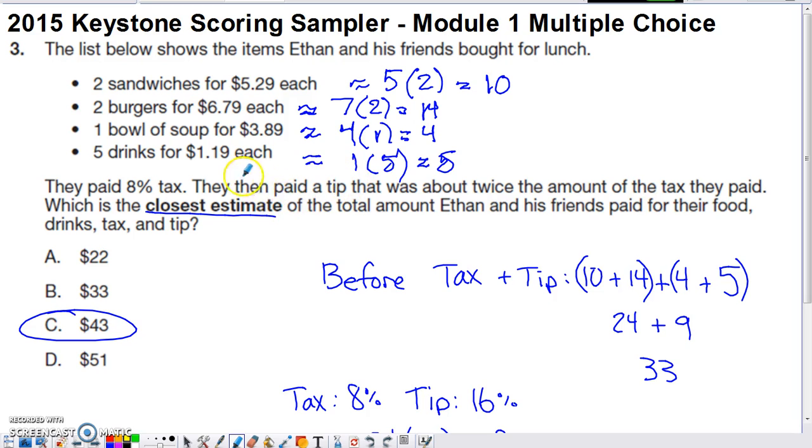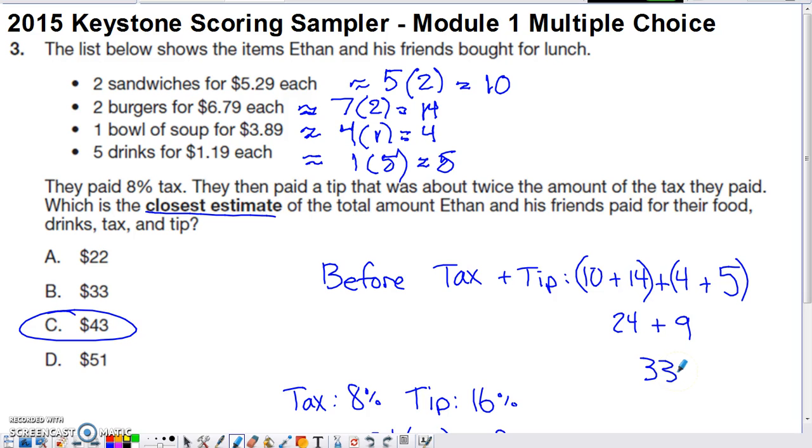actually was. Now, it does say estimate, so you'll see the work that I did up here. $5.29 is about $5. So how much did they spend on the 2 sandwiches? Well, about $10. $6.79 is practically $7. They bought 2 burgers, so 7 times 2, they spent about $14 on those, about $4 on that 1 cup of soup, and then about $1 for each drink. So 1 times 5, $5 on the drinks. So before the tip and the tax, how much did they pay? 10 plus 14 plus 4 plus 5. That's going to end up giving you about $33.